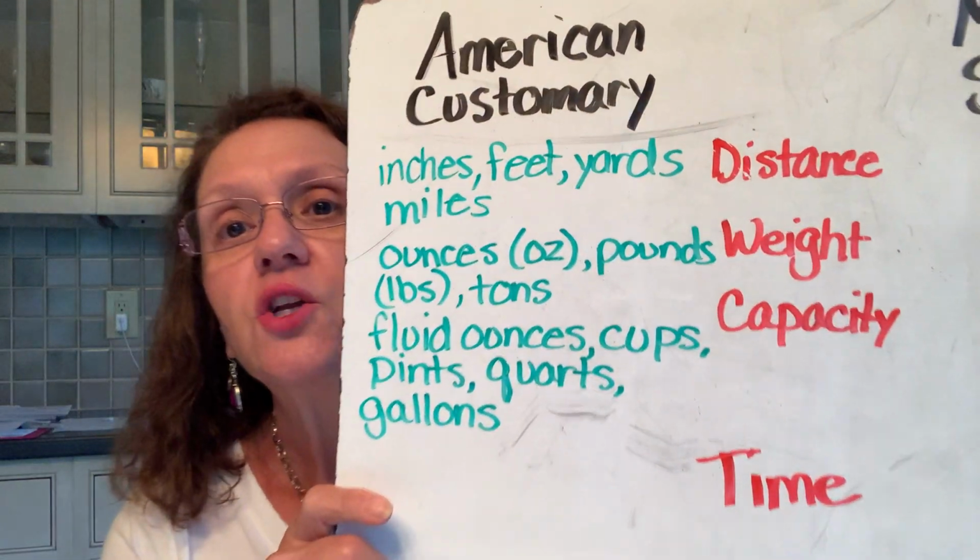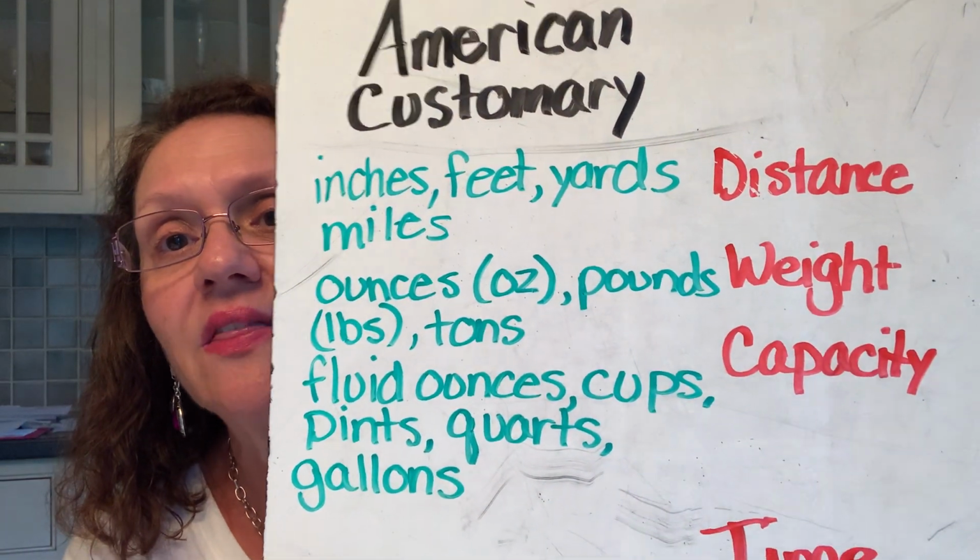Converting customary units of capacity. Capacity means how much, usually liquid, does a container hold? How much fits inside? That's capacity. For the US customary system, the units of capacity are fluid ounces, cups, pints, quarts, and gallons, okay? So if we are filling out our chart, it looks like that.